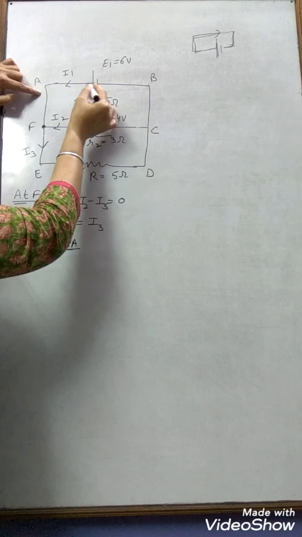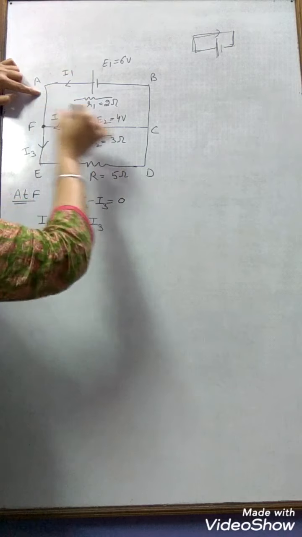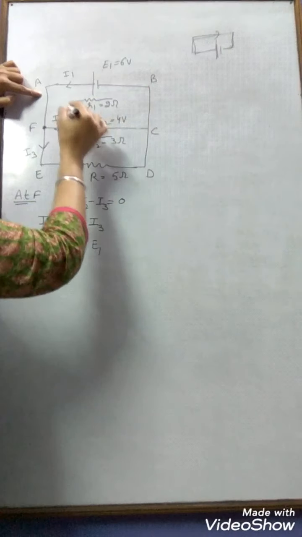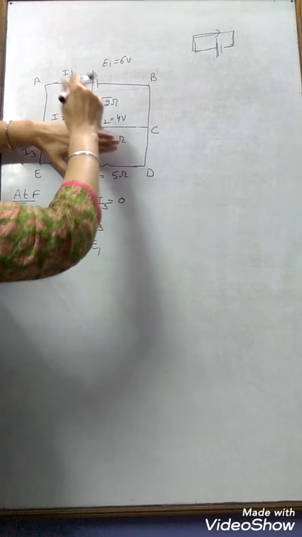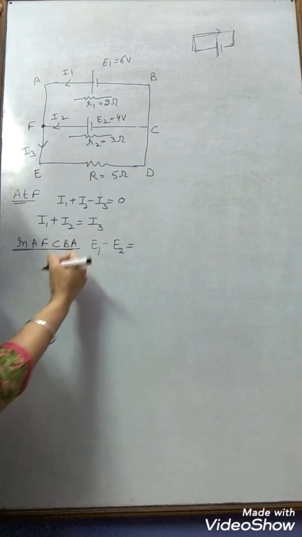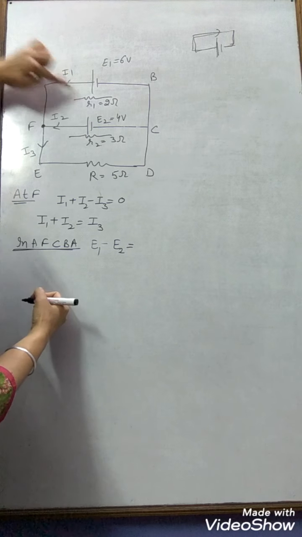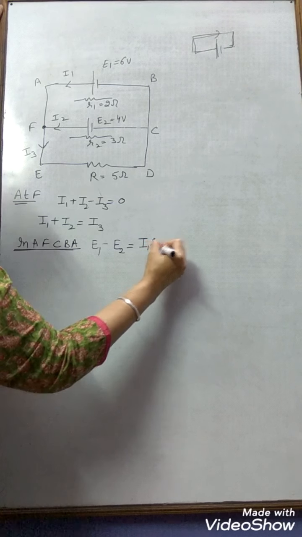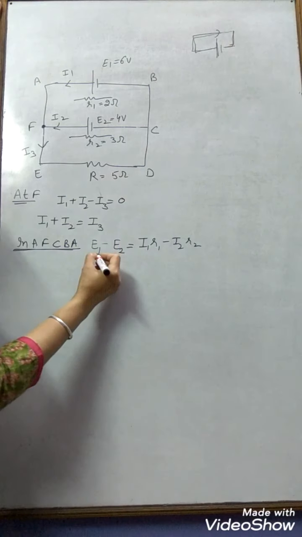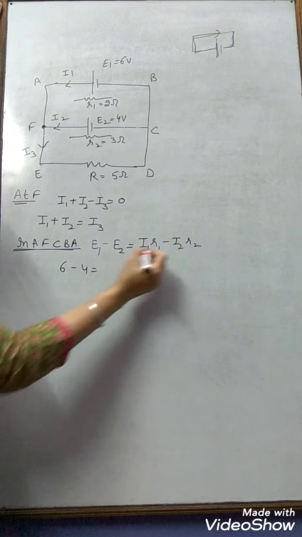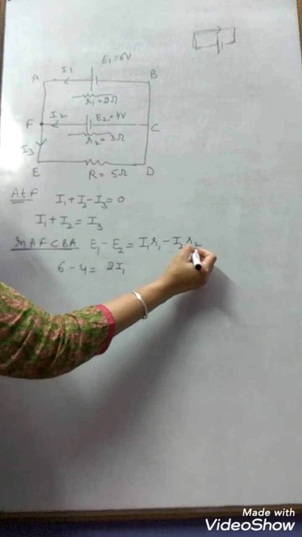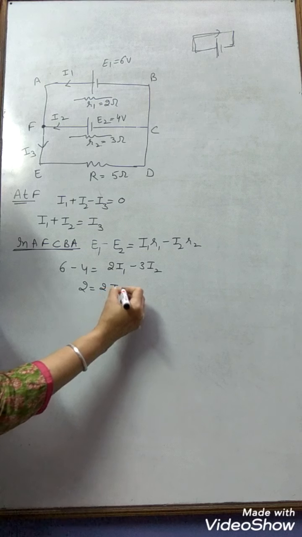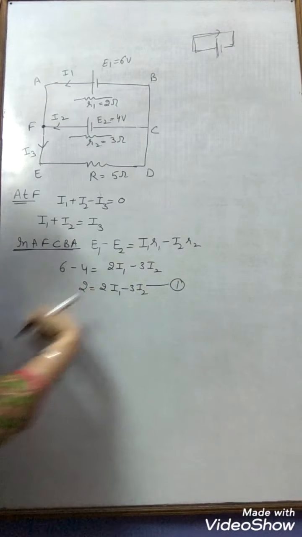So what about this battery? It is delivering the current anti-clockwise, so it is positive. And this one delivers the current clockwise. This is not considered, we only have to consider the loop. Minus E2. Then this current in this resistance is in our direction, and this is in the opposite direction. So I1R1, I2R2. So this is 6 minus 4. This is 2I1 and this is minus 3I2. So 2I1 minus 3I2, equation 1.